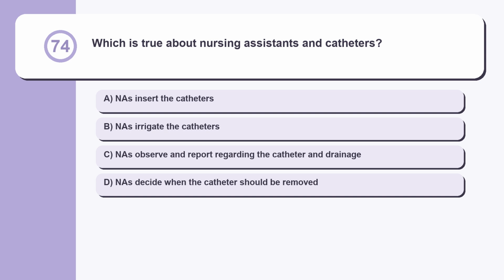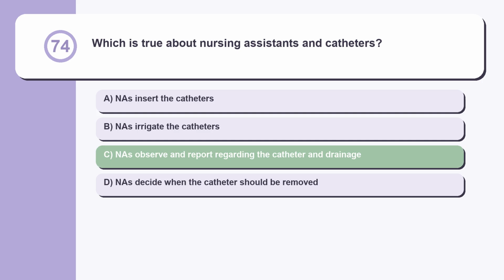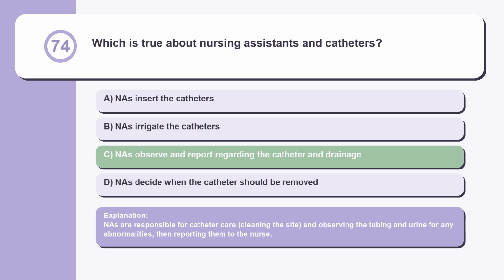Question 74. Which is true about nursing assistants and catheters? NAs insert the catheters. NAs irrigate the catheters. NAs observe and report regarding the catheter and drainage. NAs decide when the catheter should be removed. NAs are responsible for catheter care, cleaning the site, and observing the tubing and urine for any abnormalities, then reporting them to the nurse.